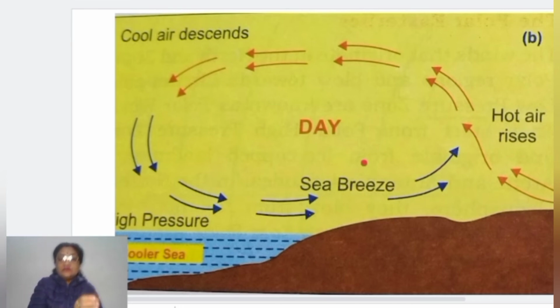Again during day, sea to land. Again during night, land to sea. So this thing happens continuously. According to certain periods, they change their direction. And that is why these winds can be taken as a type of periodic winds. Now let's talk about the next one, that is the monsoons.